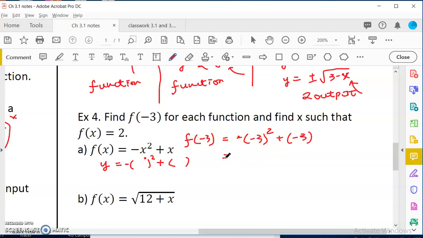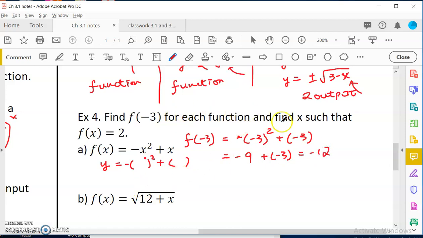Now, order of operations says you square first. This is 9, right? So -9. Don't do negative and negative positive, because you have to square this first. 9 times negative, plus -3. So that is -12. Okay.